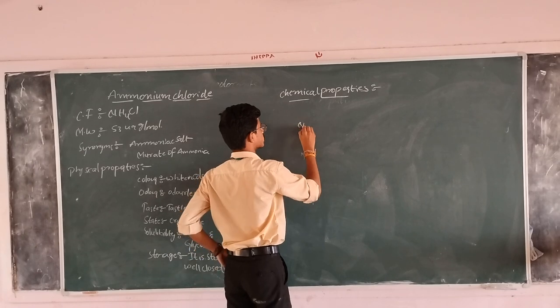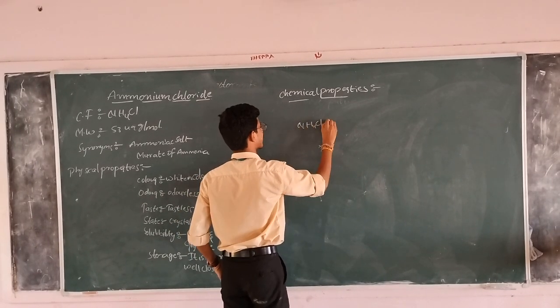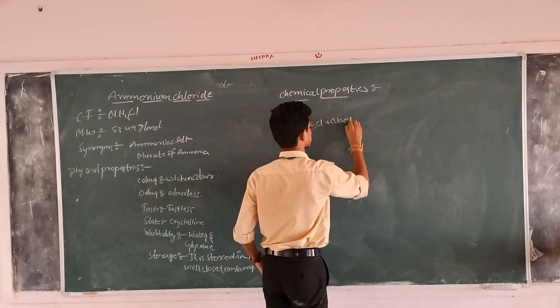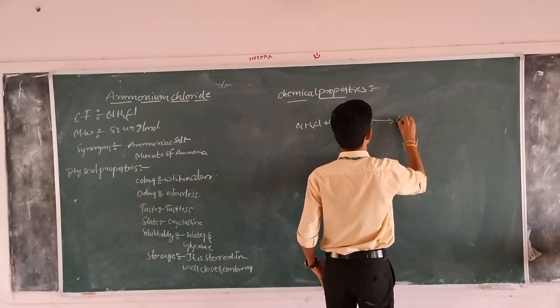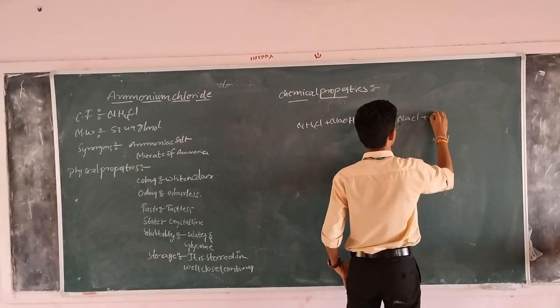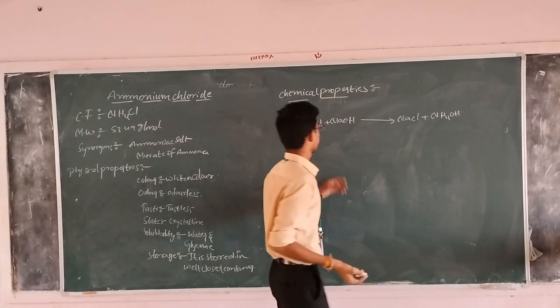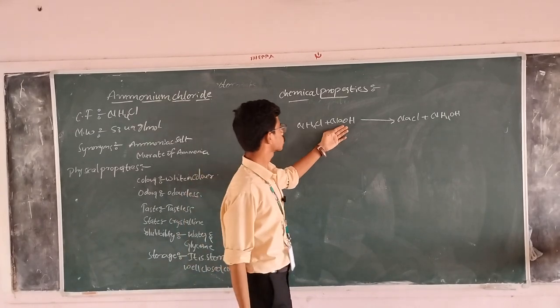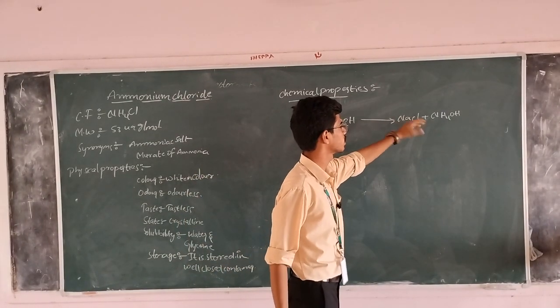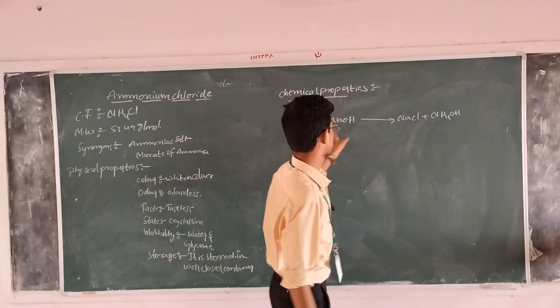When ammonium chloride is reacted with a strong base like NaOH, it gives sodium chloride and ammonium hydroxide. It is one chemical property.